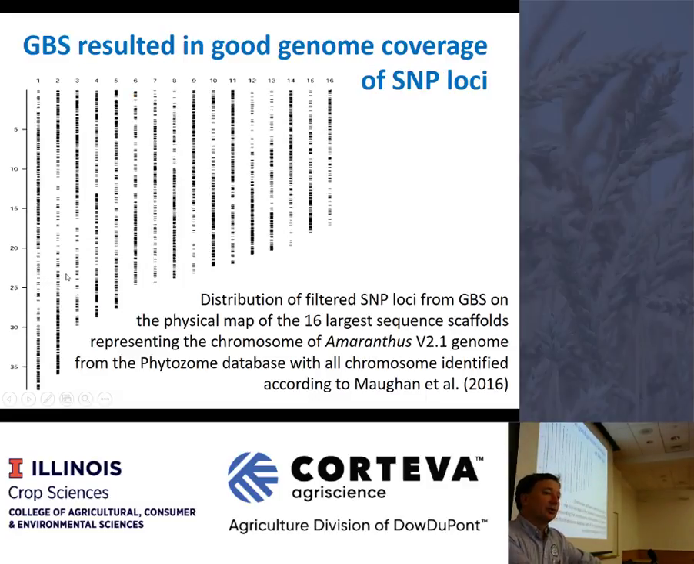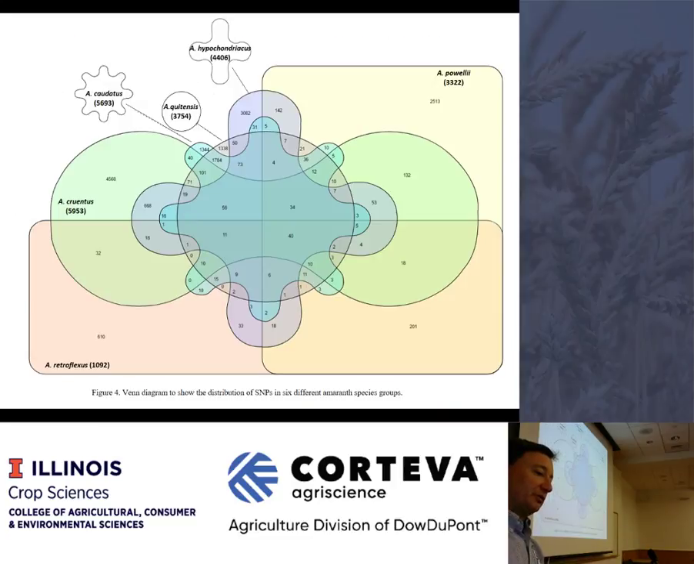This is the distribution of SNP loci that we could use in our diversity experiments, and we found that they were well distributed on 16 of the largest sequence scaffolds represented in the Phytozome database, and they were all in accordance with Jeff Mond's recent publication, and he was kind enough to share with us version 2.1 of the genome. So with that good coverage, you can see that it looks like there are some centromeric regions that are not covered by general GBS, but most are.